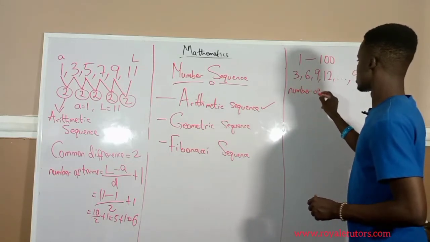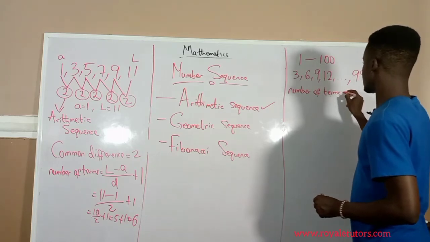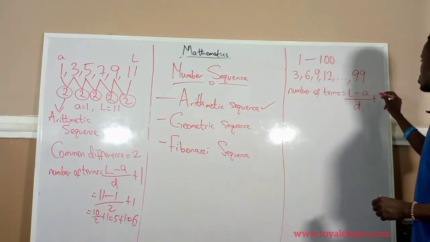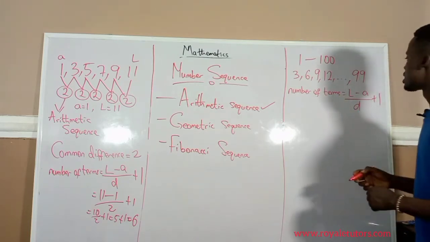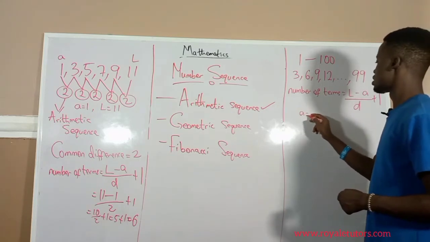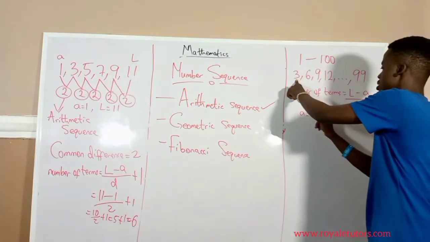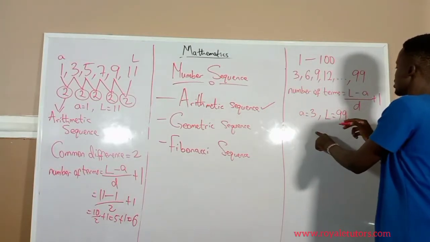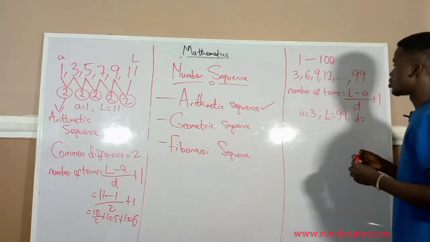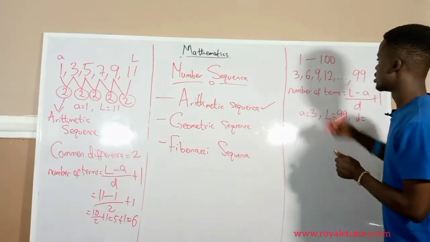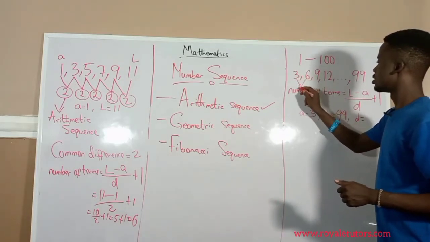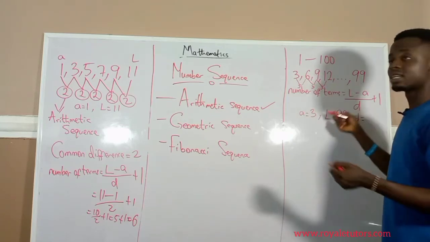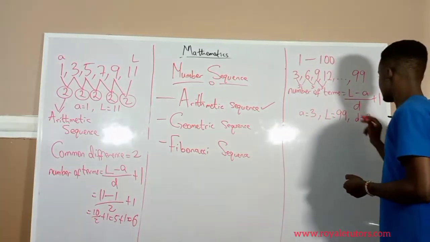Number of terms is equal to last digit minus first digit divided by the common difference, plus 1. Now let's see, from the sequence that we have, what's the first digit? I told you the first term, which is the first number on the sequence, is 3. The last number is 99. Then the common difference is the difference between two consecutive terms. So let us see, 6 minus 3 is going to give us 3. 9 minus 6 is going to give us 3. 12 minus 9 is going to give us 3. So we can see clearly that the common difference is 3.